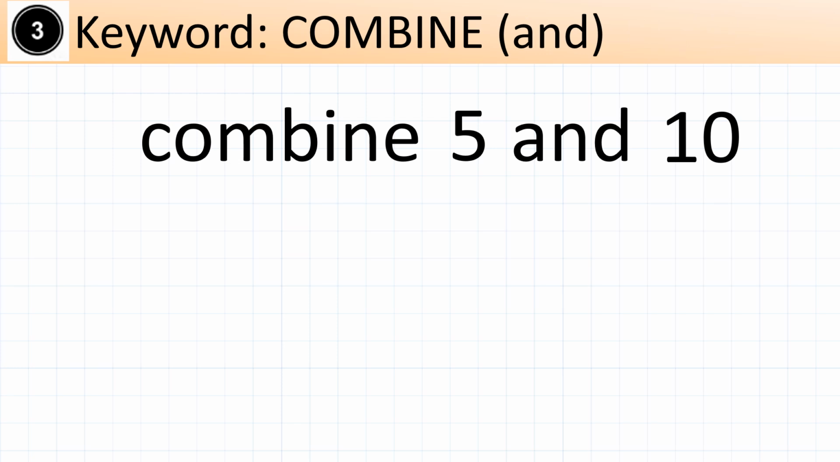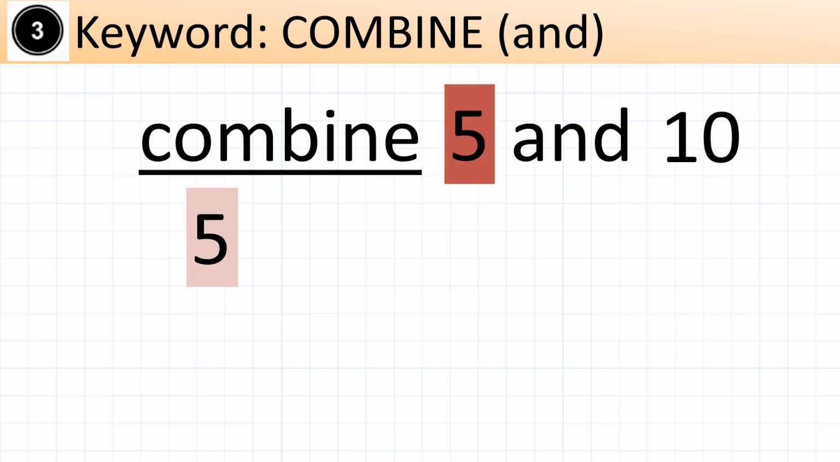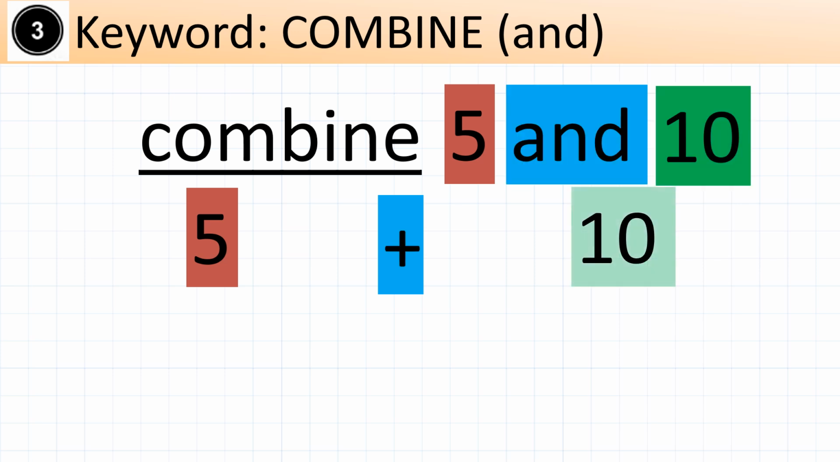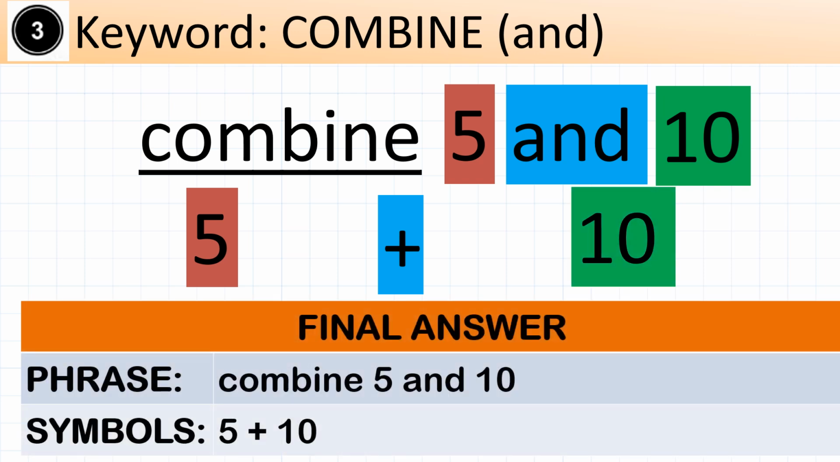Here is another keyword, that is combine. Now if you encounter this keyword, all we need to do is to translate the word and to the plus sign. Example, combine 5 and 10. So there's a keyword combine, so the word and will be translated to the plus sign. So we copy first 5. The word and means plus, and 10, we write 10. So combine 5 and 10 is translated to 5 plus 10. And that is our final answer.